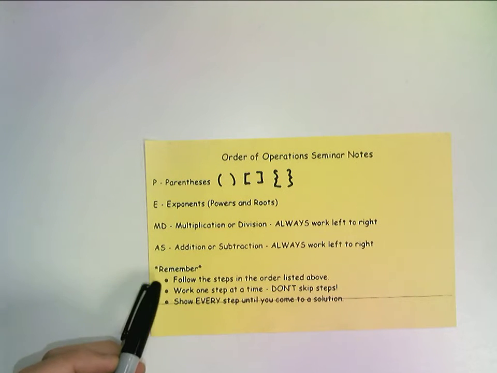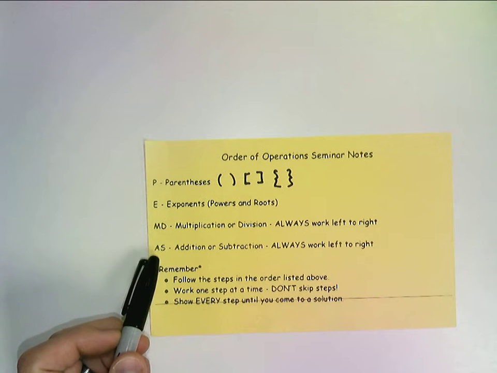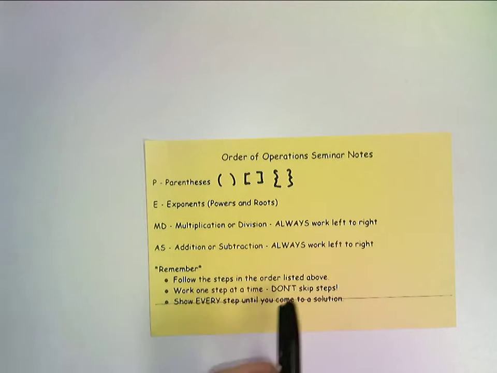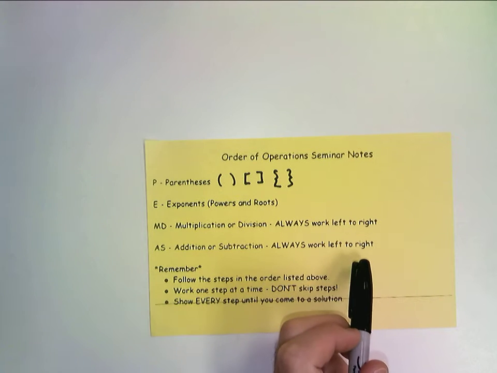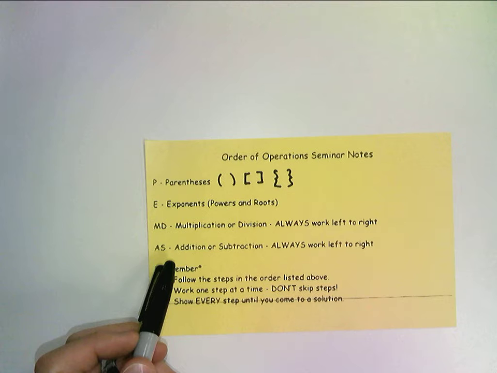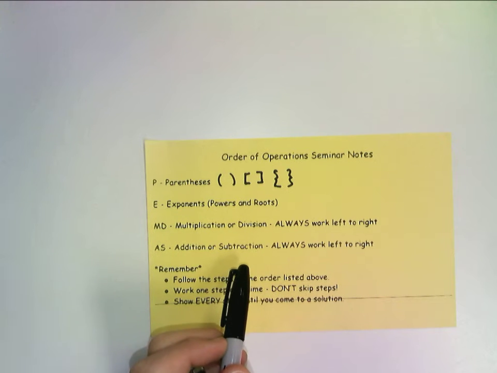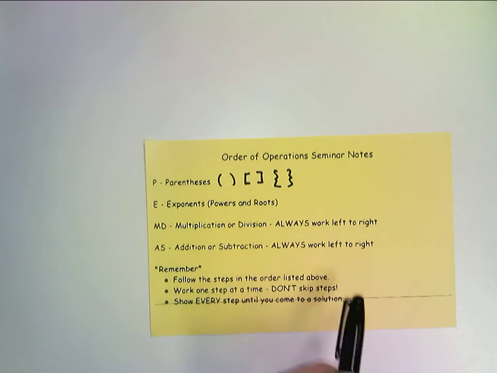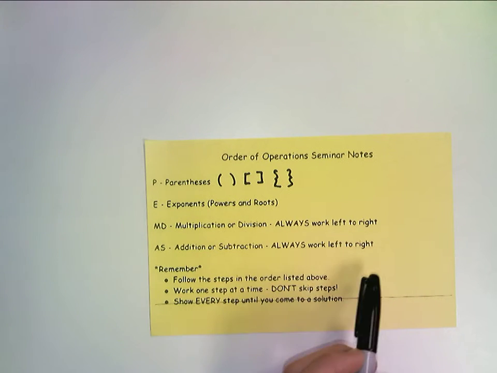And after multiplication and division, we take care of any addition or subtraction. And the same rule applies here. Always work left to right. So if an addition problem would come up first, you would do that. Or if a subtraction problem would come up first, you would do that. Just keeping in mind to always work left to right.